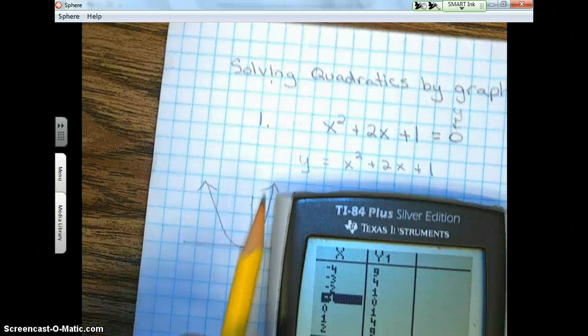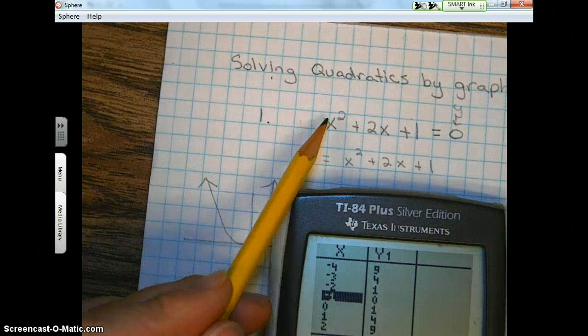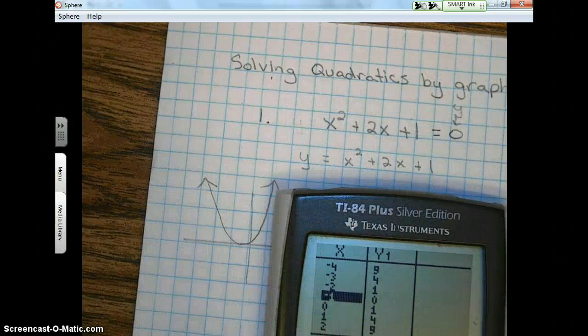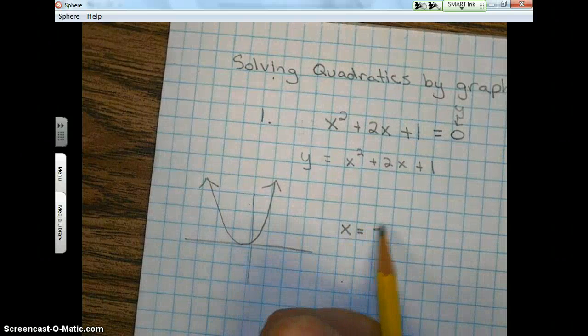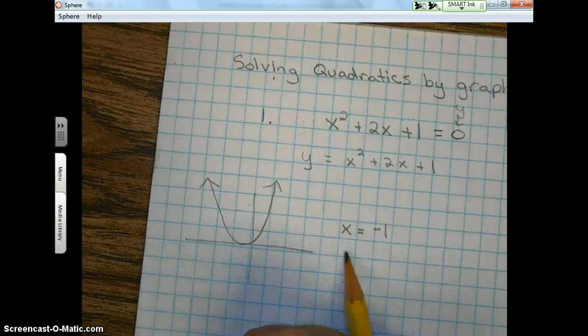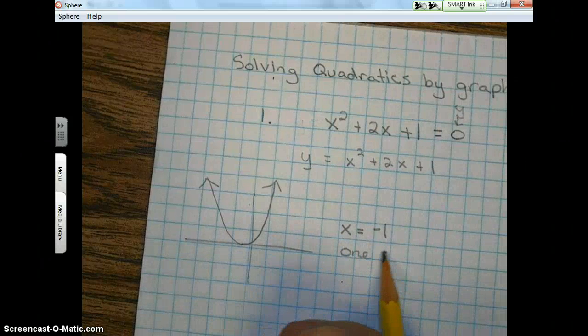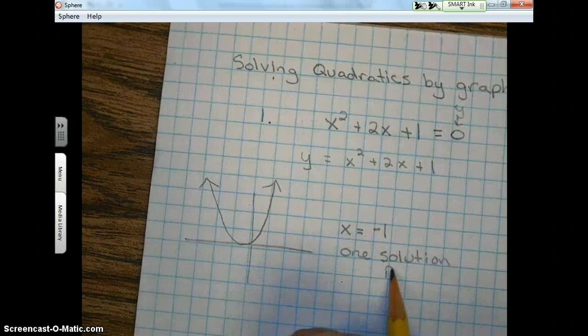So we're looking for the x coordinate that makes this equation equal to 0. And that would be -1. So the solution here would be x equals -1. And this is a 1 solution. And it's rational.